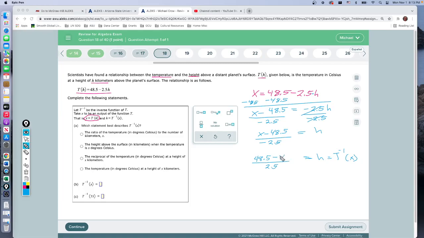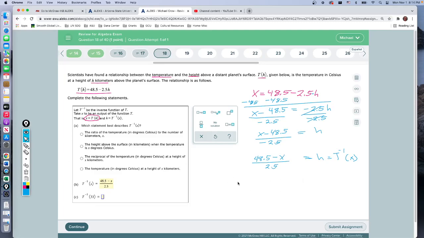It has an input of x, as you can see here. X is a temperature, right? And h is a height. Why don't they just use t? I don't know. So it's 48.5 minus x, all over 2.5. It seems easiest right now to plug in 33 for x. This is what the C part is asking. So let's go ahead and do that.